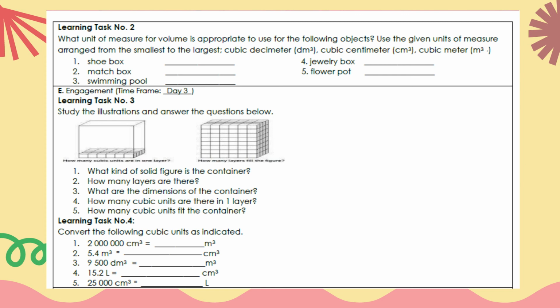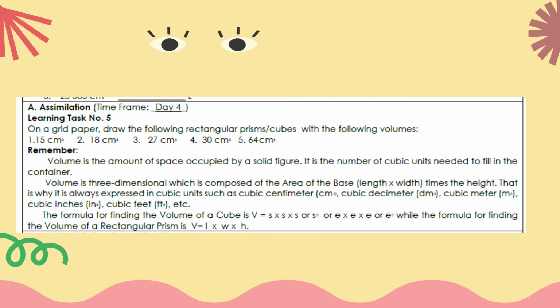For your learning task number 5, on a grid paper, draw the following rectangular prisms or cubes with the following volumes. Number 1, 15 cubic centimeters. Number 2, 18 cubic centimeters. Number 3, 27 cubic centimeters. Number 4, 30 cubic centimeters. And number 5, 64 cubic centimeters. You may draw it on a grid paper.